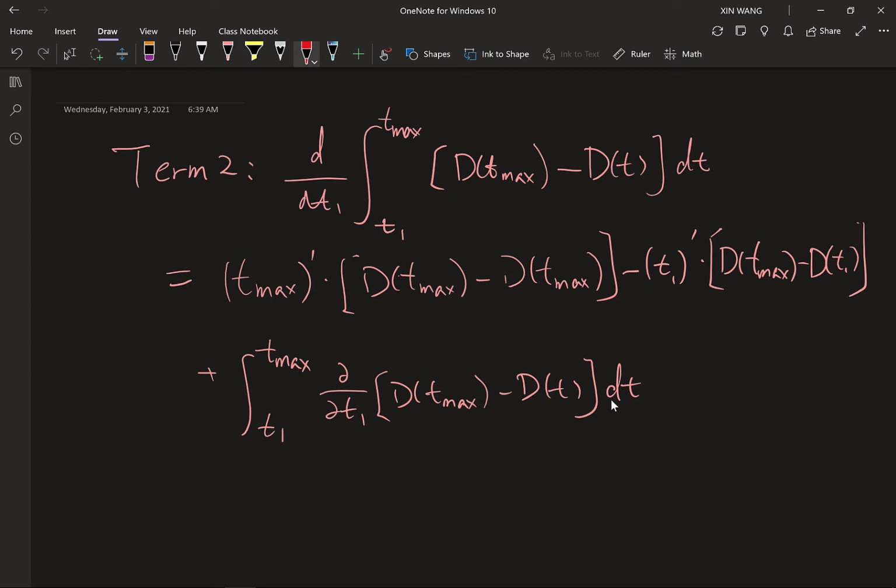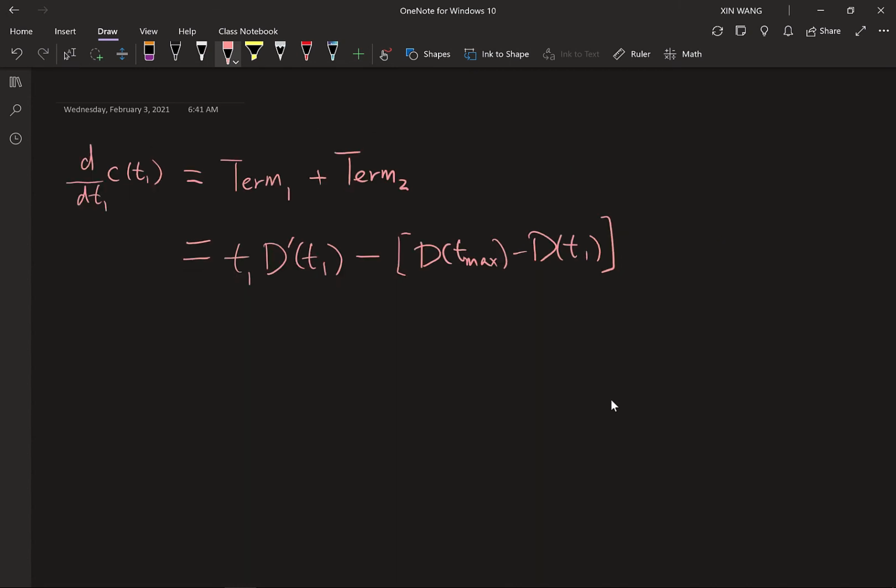Interestingly, the first term is 0, because t max is a constant and its derivative is 0. For the second term, the derivative of t1 is 1, so we have this second term. The third term is 0, because the partial derivative over t1 of the integrand is 0, since there's no t1 inside. So the result for term 2 is just a minus term. Okay, so we have two terms.